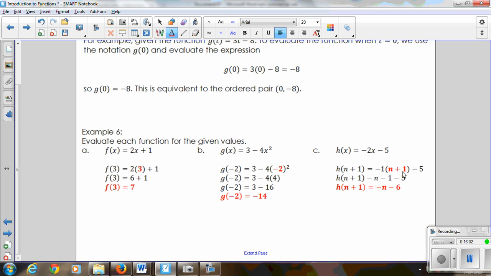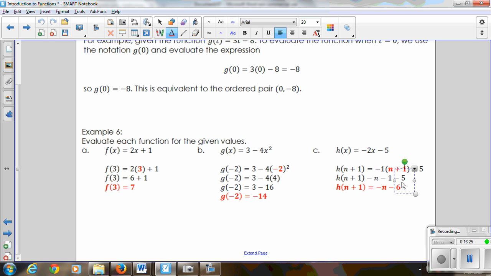So I go to the next step, which would be dealing with exponents. But I don't have any exponents, so now I'm going to move to multiplication. Since I'm multiplying the quantity by -1, I need to make sure that I multiply each term by -1. So that means I need to do -1 times n, and that gives me -n. And I also need to multiply -1 times 1, which gives me -1. I don't want to forget that I still have a -5 hanging out on the outside.